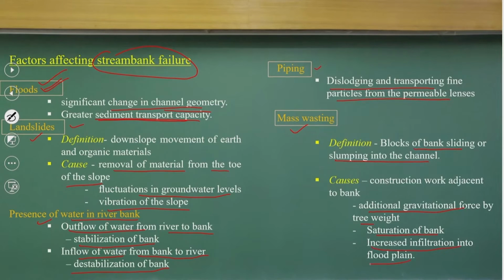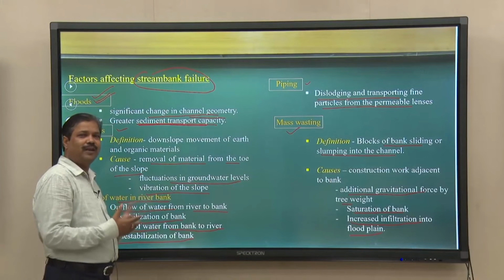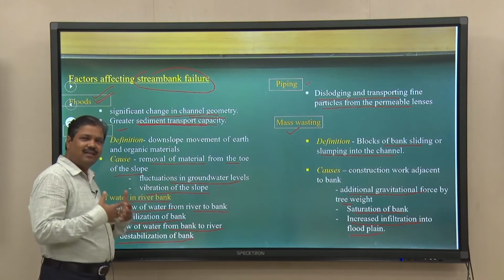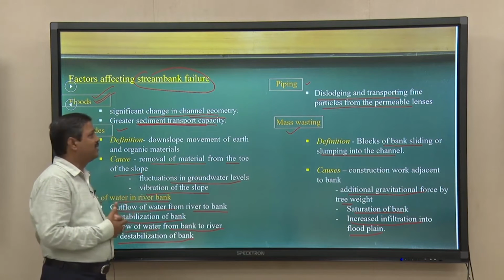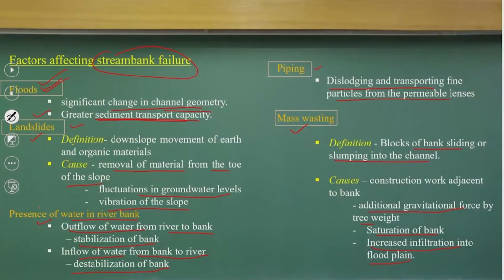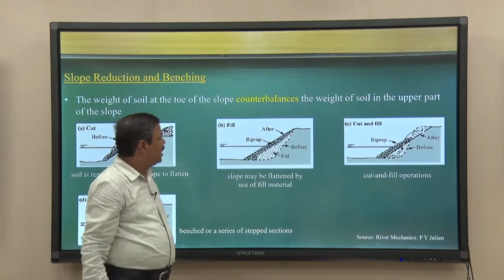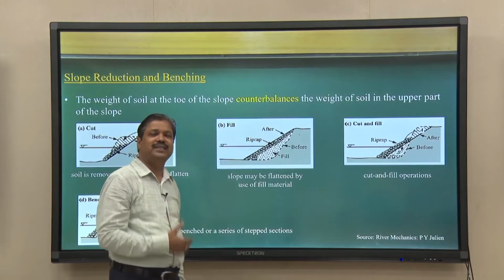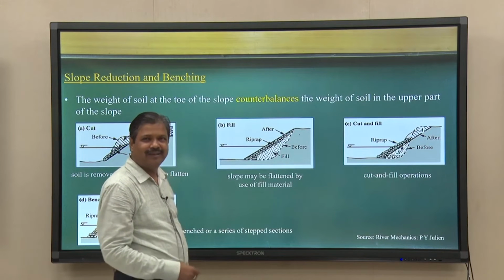Try to understand how the bank erosion processes are accelerated or decelerated because of flood, landslide process, presence of water in the river, presence of water in the river bank, piping, and mass wasting, and how we intervene in all these things. Now, let us look at the very basic engineering things we can do.